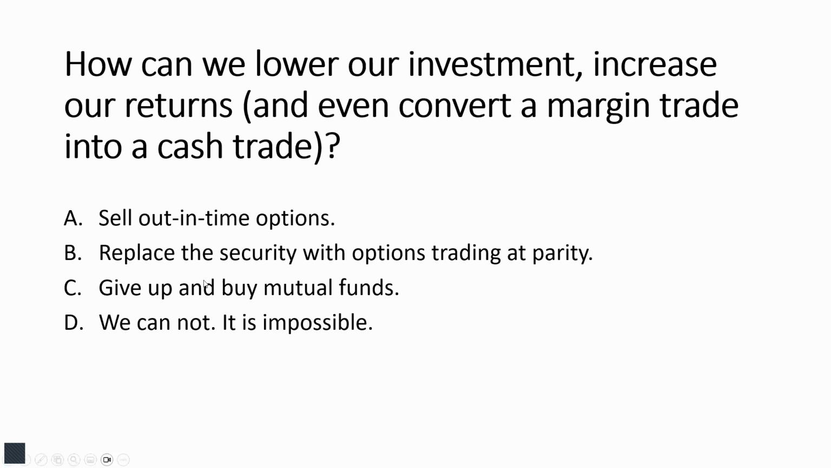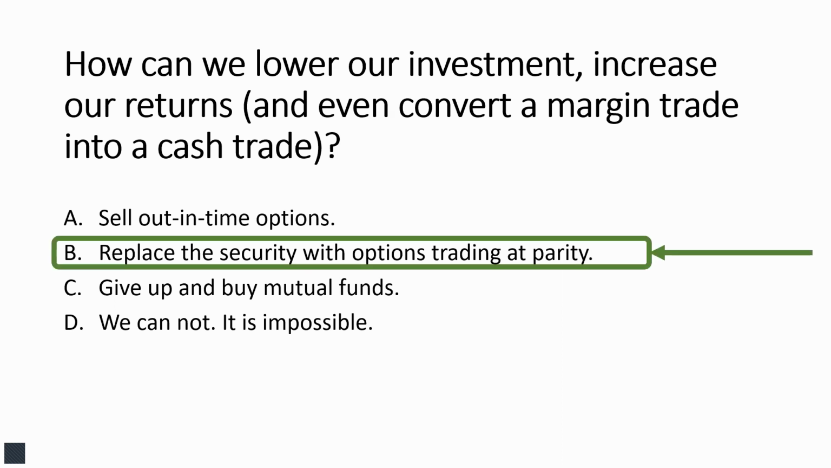Number B is you could replace the security with options trading at parity. C is, hey, what you're talking about is impossible. Let's just go buy mutual funds. Or D is what you're talking about is just not possible. So which do you think it is? A, B, C, or D? We'll see how many people were tuned into the discussion on the options lookup tool, because the answer is instead of buying the stock, we could replace that with an option trading at parity, use a little bit of leverage.